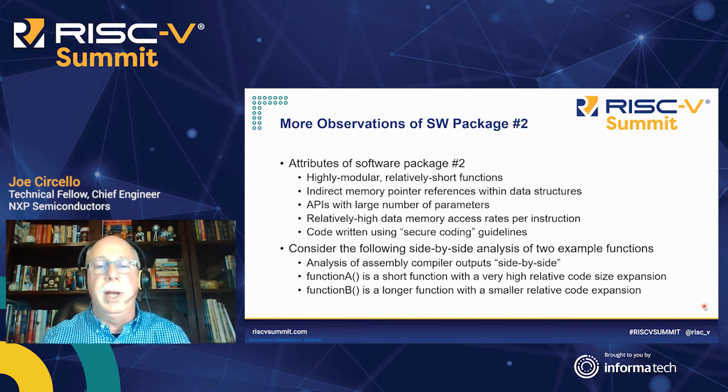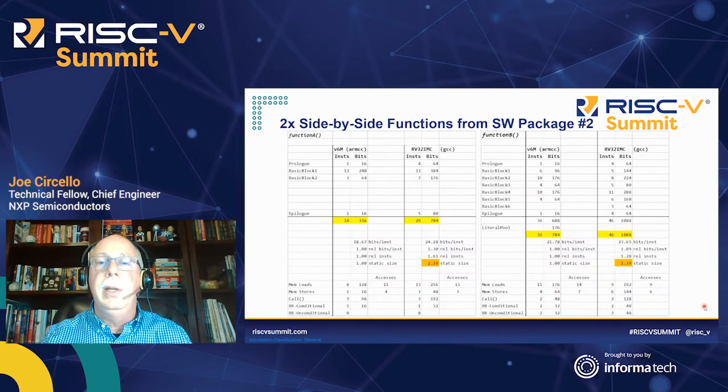the increased code size. So what we've done is gone through a side-by-side analysis of two example functions, looking at the assembly compiler outputs side by side. We have two functions here. One, function A, is a very short function that has a very high relative code expansion, and function B is a longer function where the code expansion is a little less.